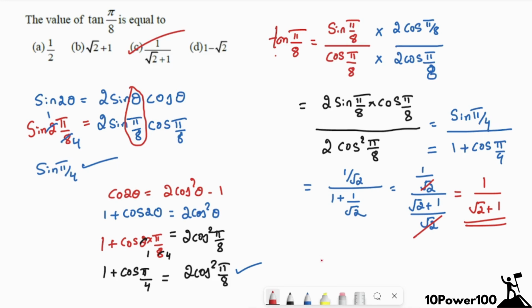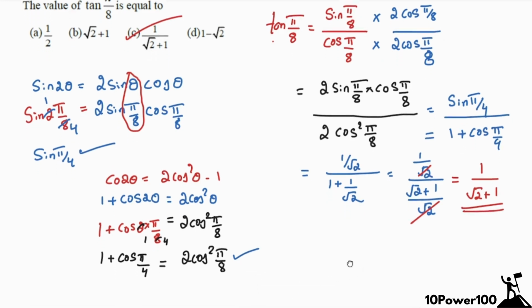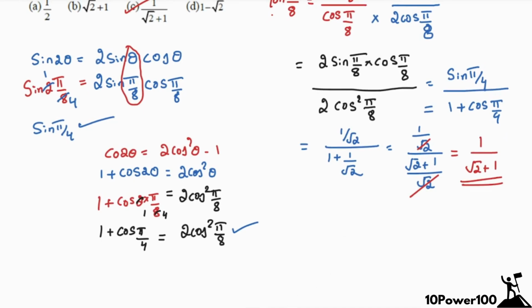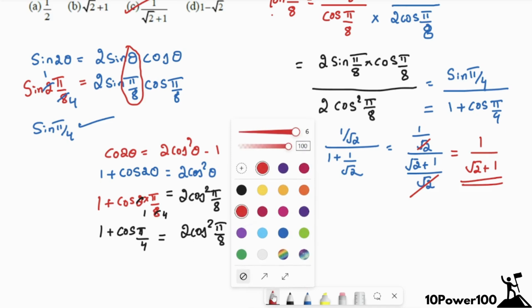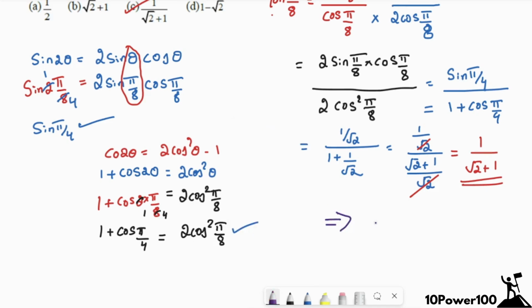Now, by taking this problem as a reference, I want you to solve one more problem, which is similar to this only. Same procedure I want you all to follow. That is, I want you to find out the value of tan pi by 6. Tan pi by 6. So, please solve this problem and comment your answers in the comment box.